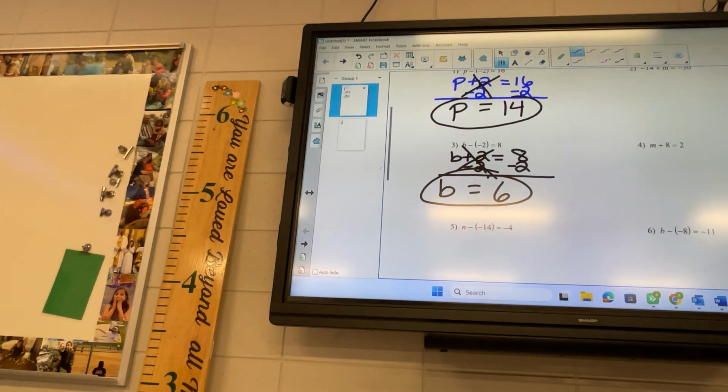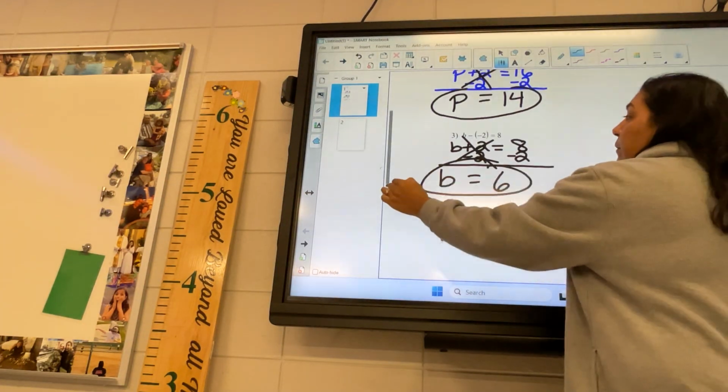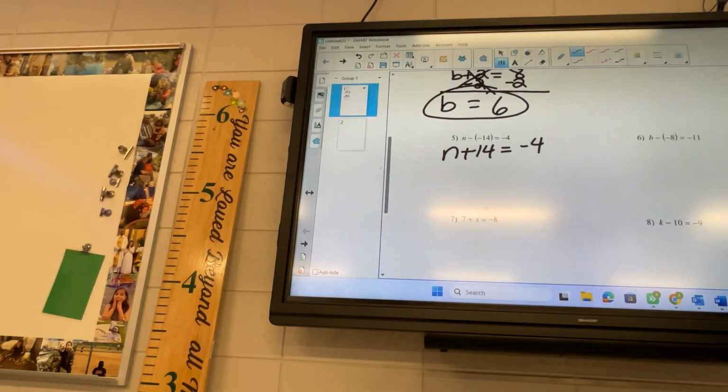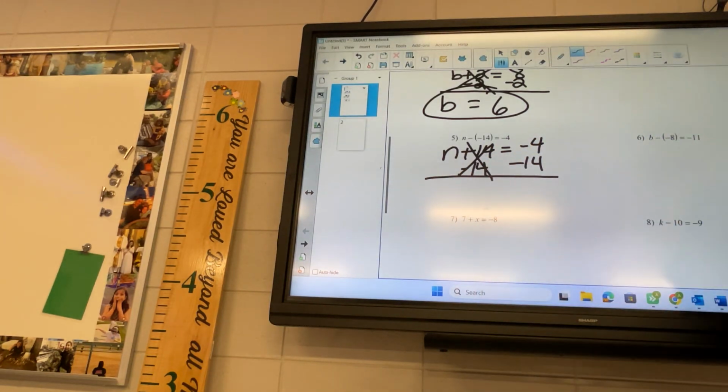Okay, number 5. What's a minus minus become? A plus. So it's really going to be n plus 14 equals negative 4. What is the closest thing to the n? 14. Right now it says a plus 14, so what do we need to do? Minus 14 on both sides. So minus 14, minus 14. And then the 14s are going to cross out.